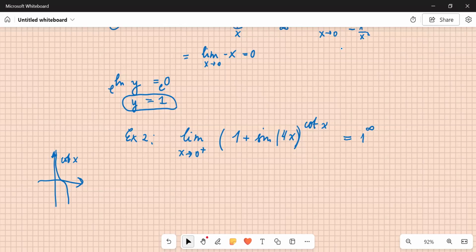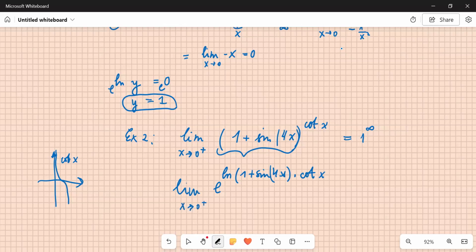Well, here, guys, I'm going to use way number 2 because I already solved something with way number 1. So I'm going to represent this expression as e to the power of ln of 1 plus sine of 4x, and then the cotangent is going to give me just another power. And that's going to be the limit.